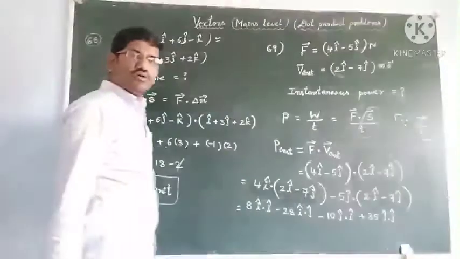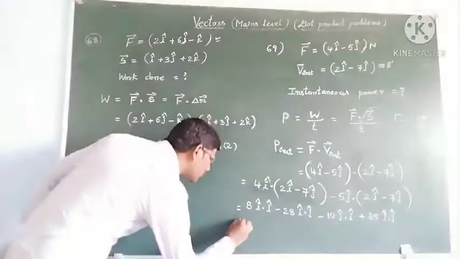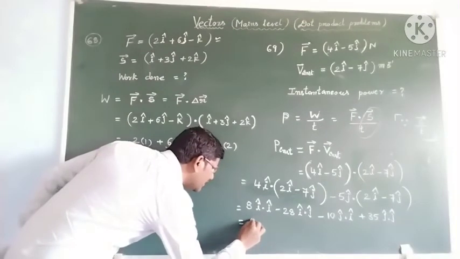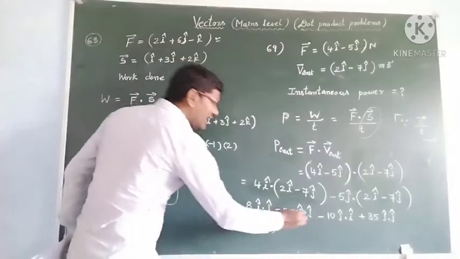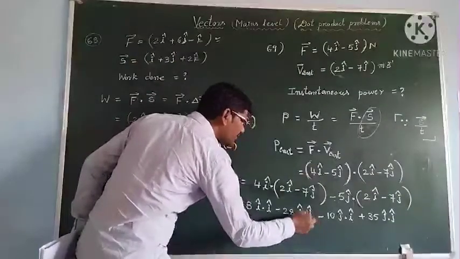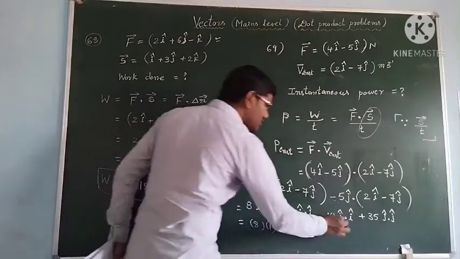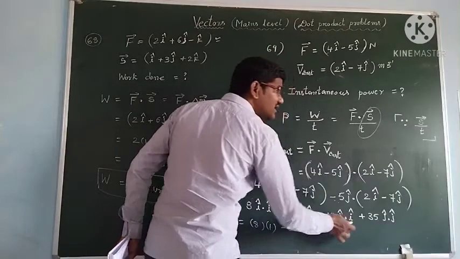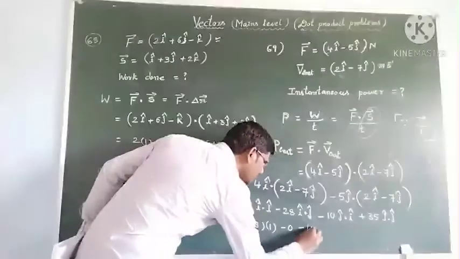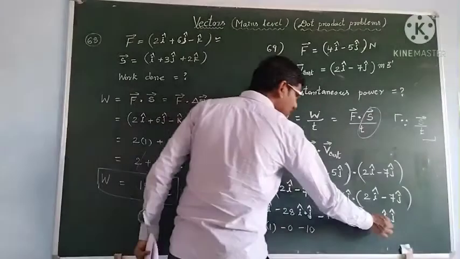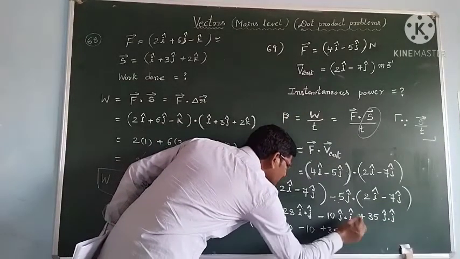And we know, my dear students, that i cap dot i cap is 1. So you will have 8 into 1, and i cap dot j cap is 0, so this term will be 0. And j cap dot i cap: these two vectors are perpendicular vectors, and the dot product of perpendicular vectors is 0. So again minus 10 into 0. And j cap dot j cap is 1, so that is plus 35.